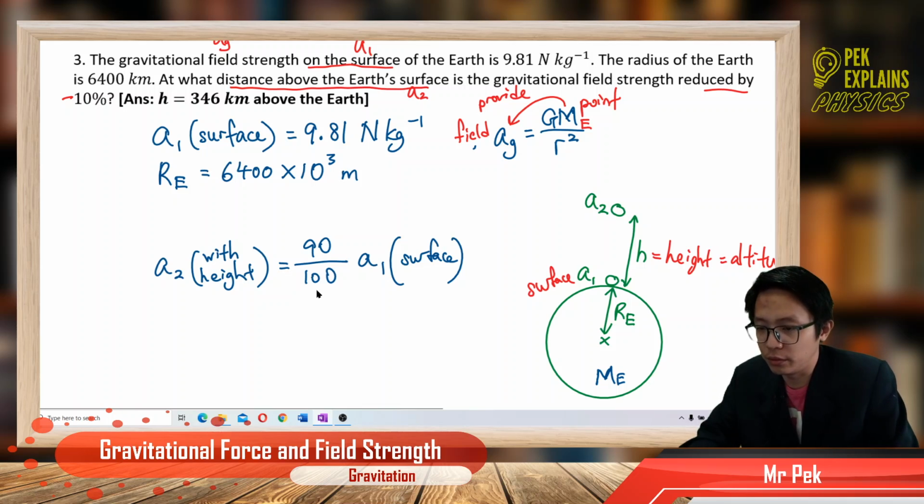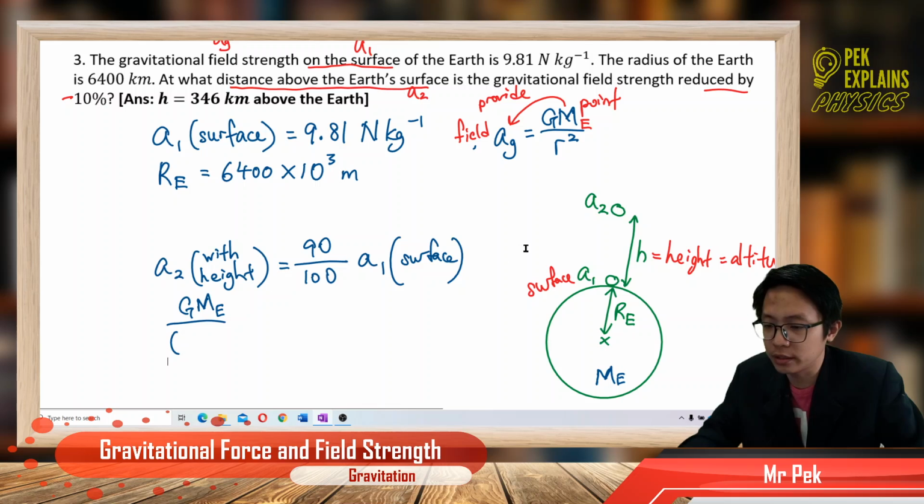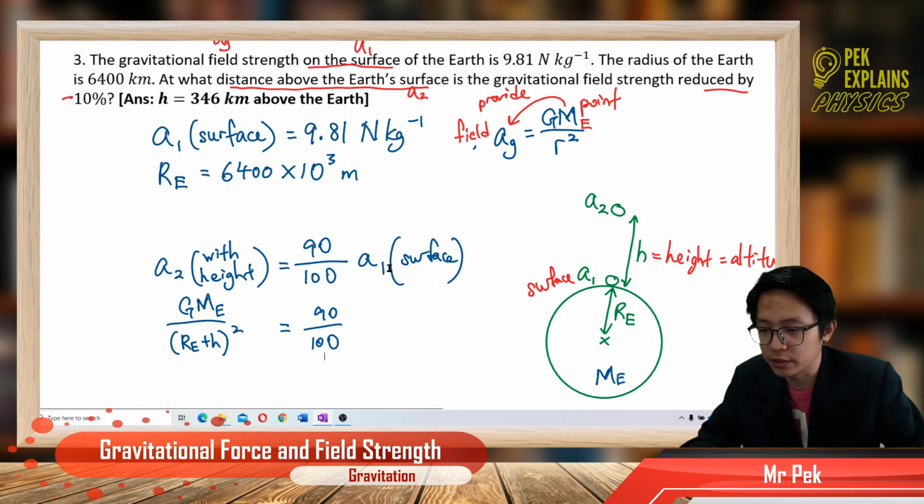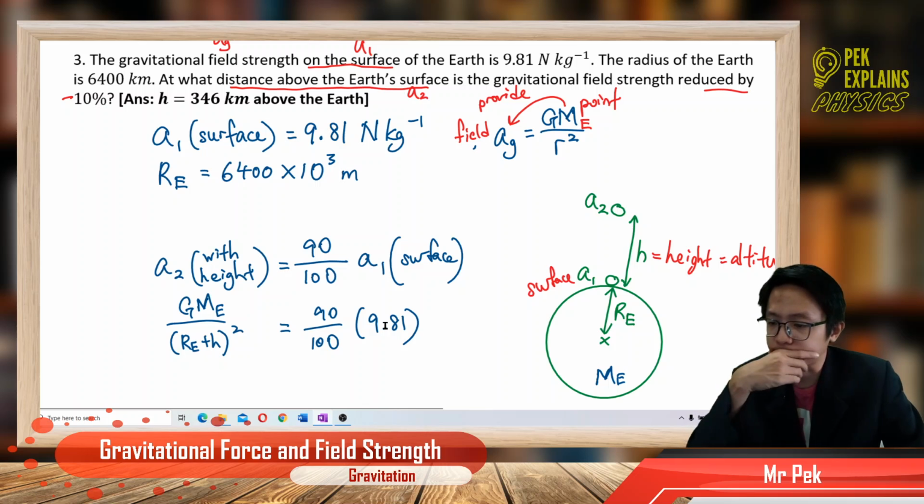So with height we put G mass of Earth over the distance r. How far is A2 from the center? It is radius of Earth plus h. This is the r. Square, don't forget the square. And 90% of the gravity on the surface, in fact, we can put 9.81.